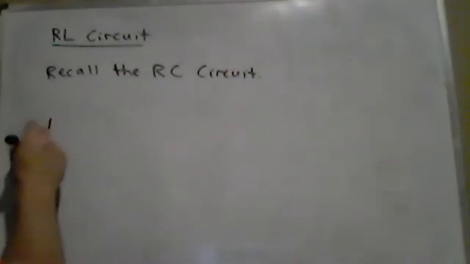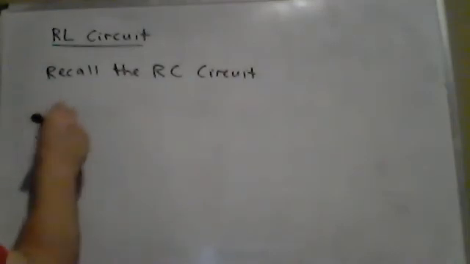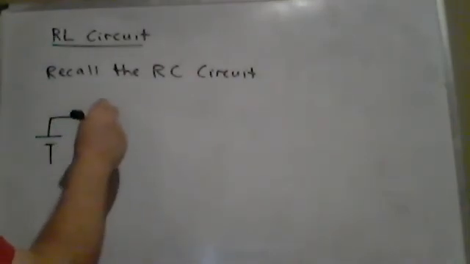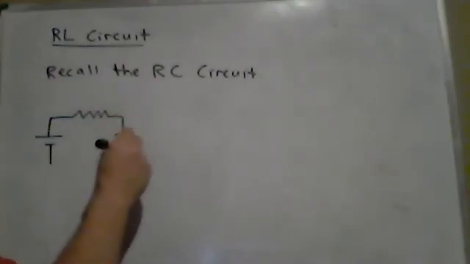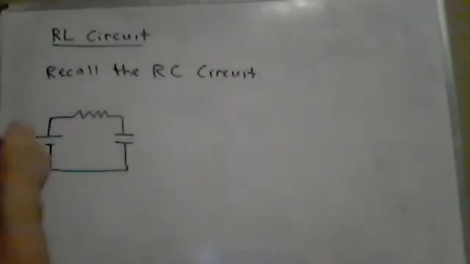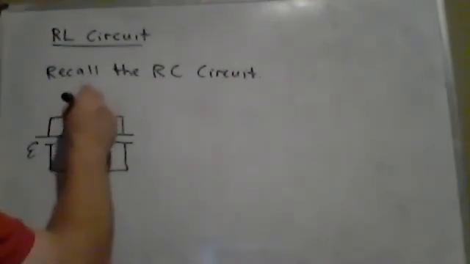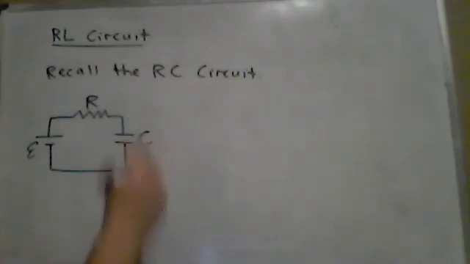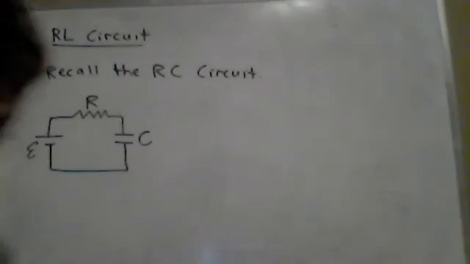Well, I have a battery. And as the name implies, I have one resistor and one capacitor. Battery epsilon, resistor R, capacitor C. Okay? And I was trying to figure out an equation to be able to describe this circuit. And so what did I do? Well, I employed the Kirchhoff loop rule.